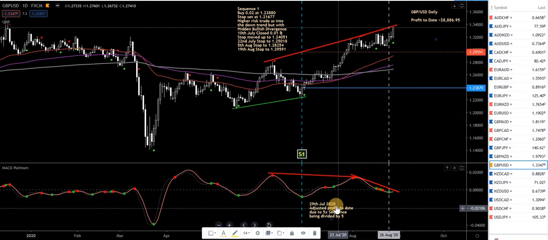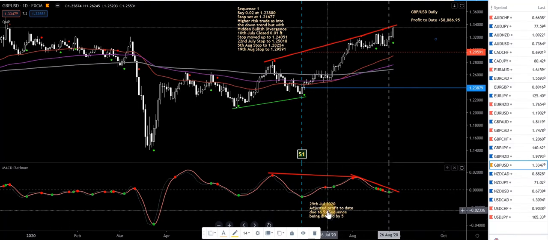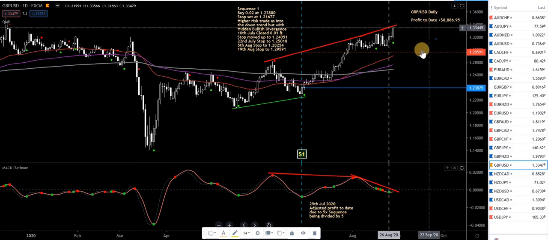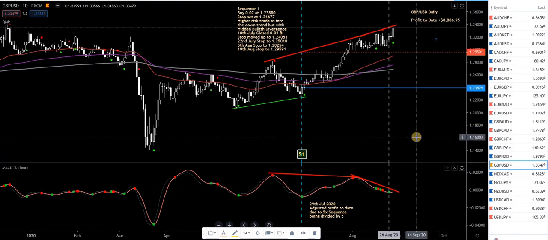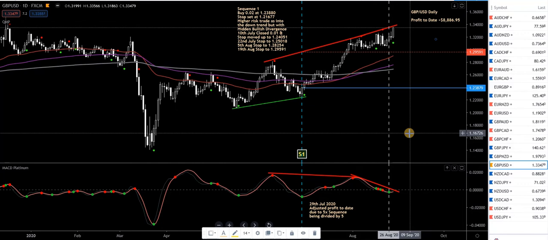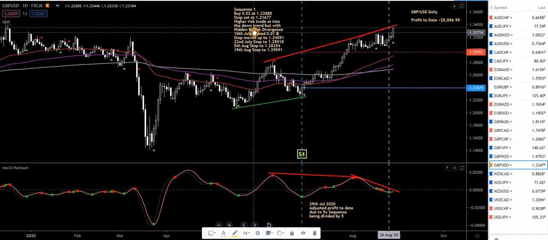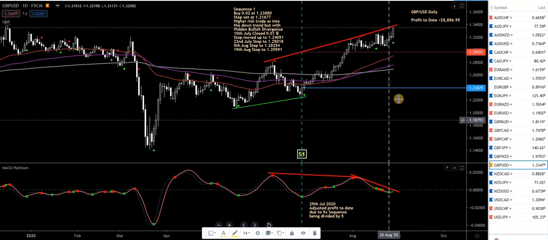That's even with, if you read my notes here, had some big position sizes, even divided them by 5 to reduce these profits just to make the spreadsheet look a bit better and keep everything pretty constant. So yeah, I've just got to pause the video, get a quick drink. All right, just throat getting a bit sore.